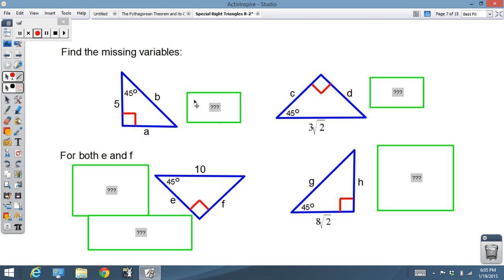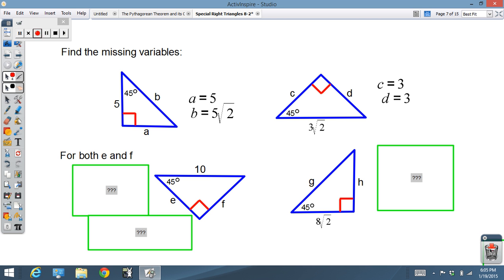For this first problem, fairly easy. If this is 5, then A must be 5. And the hypotenuse must be 5 times the square root of 2. Straightforward application of the theorem we just looked at. How about C and D? Now, the hypotenuse is 3 square root of 2, so the legs must both be divided by the square root of 2.